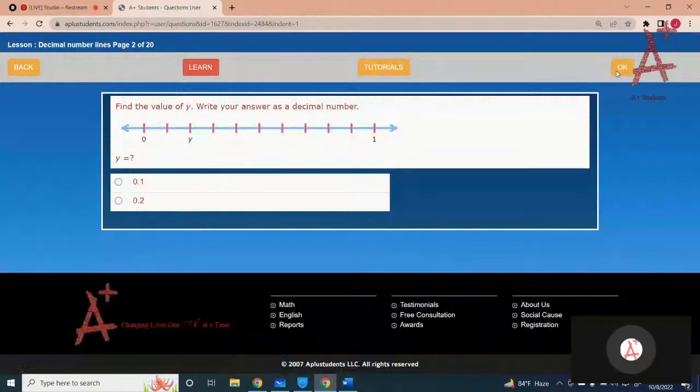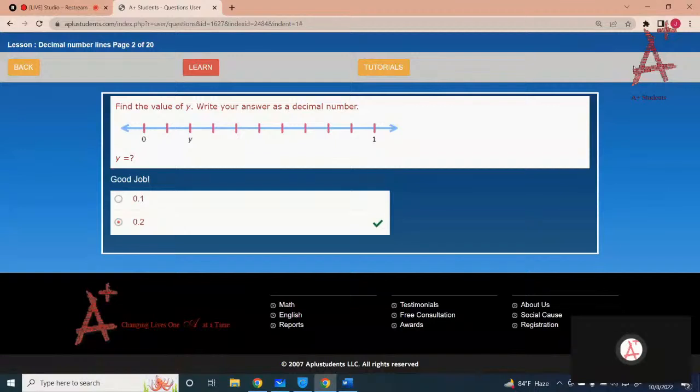Okay, what is the value of y? Write your answer as a decimal number. So what is the value of y? You have to count the intervals. How many intervals do you have from 0 to y? It is 0.2. Got it? You have just two intervals from 0 to y, so it would be 0.2. Got it?